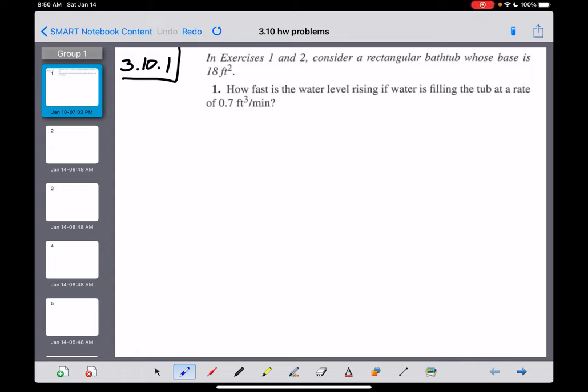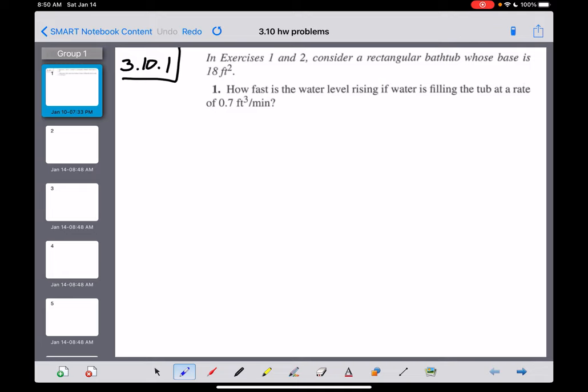Okay, looking at problem number 1 here in 310, it's our first related rate problem. So they're telling us to think about a rectangular bathtub and the base is going to be 18 square feet. They want to know how fast that water level is rising, if water's filling the tub at a rate of 0.7 cubic feet per minute.